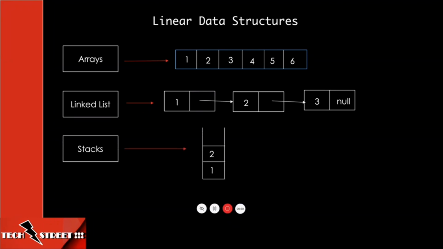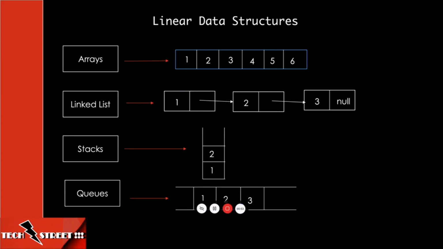The next one is stacks. A stack is also a collection of items that follows the last in, first out principle. For example, consider a stack of plates. You add a new plate at the top and remove the top plate first. And the next one is queues. Queues are also a collection of items that follow the first in, first out principle. Think of a line at a checkout counter. The first person in the line is the first to be served.